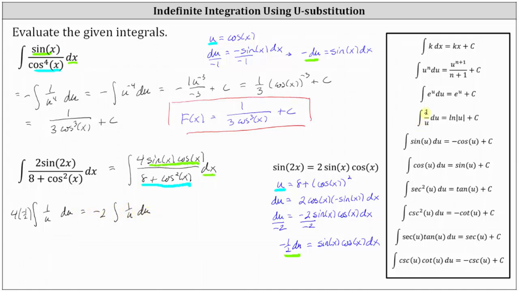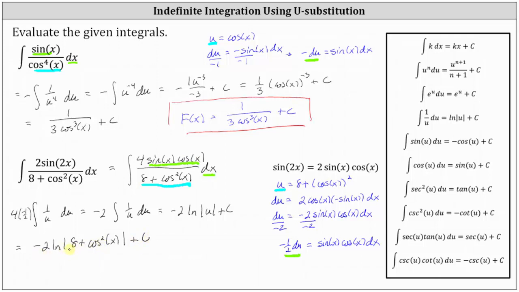And the integral of 1 divided by u du equals natural log absolute value of u plus c, which in our case gives us negative 2 times natural log absolute value of u plus c, which in terms of x is negative 2 natural log absolute value of 8 plus the square of cosine x, or 8 plus cosine squared x plus c. And again, we can label this big F of x.